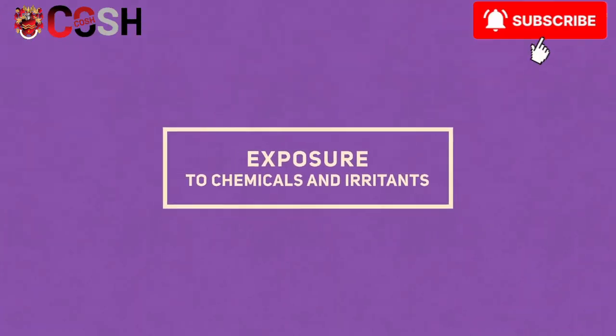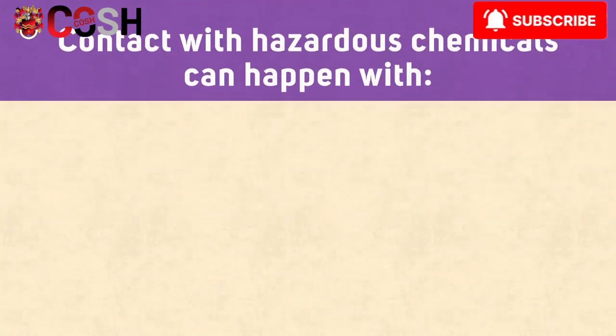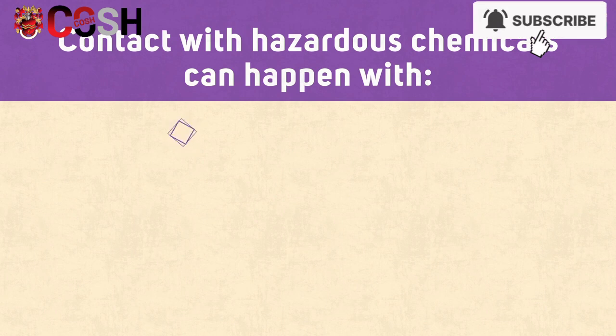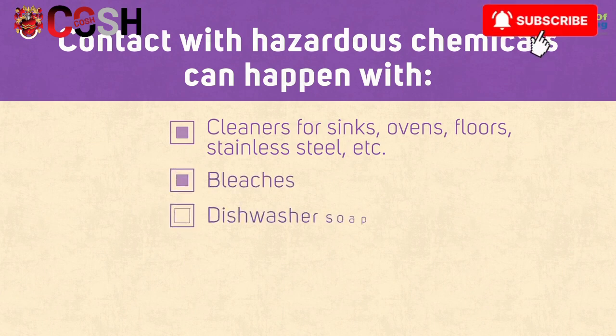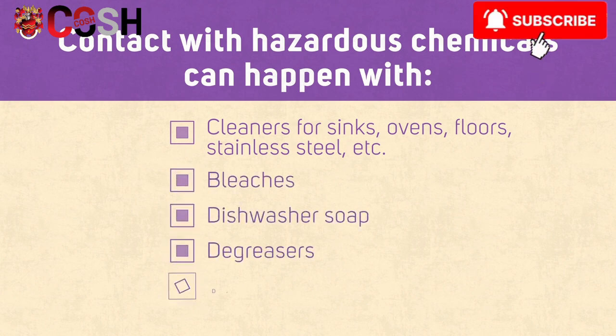Exposure to chemicals and irritants. Contact with hazardous chemicals can happen with cleaners for sinks, ovens, floors, stainless steel, etc., bleaches, dishwasher soap, degreasers, descalers.